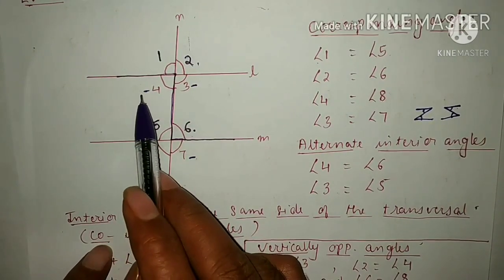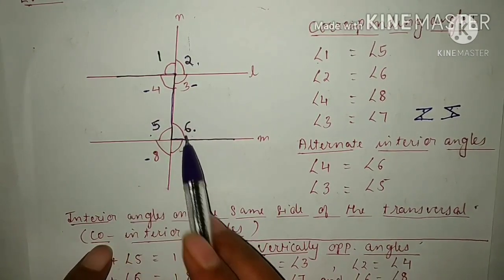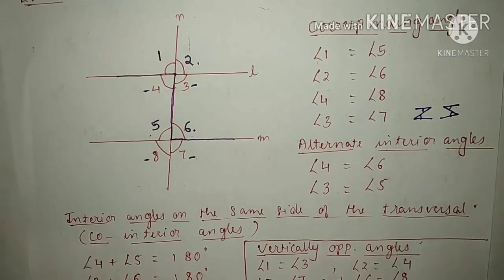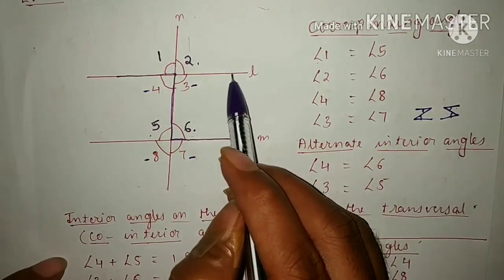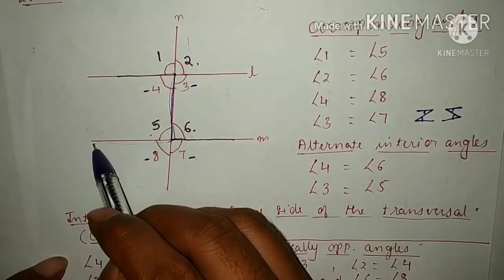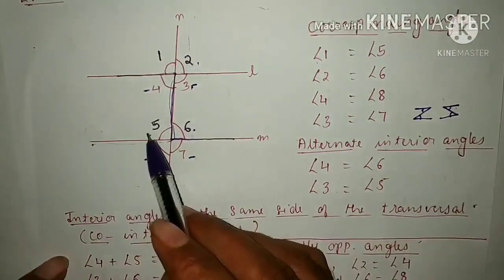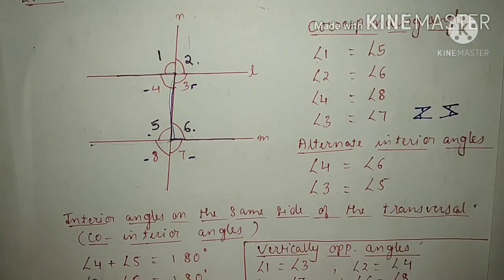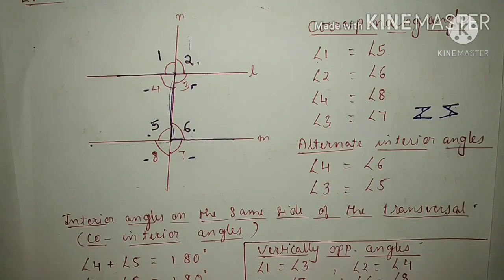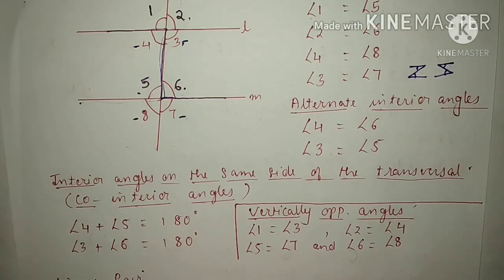So angle 4 will be equal to angle 6. Why? Because they are alternate interior angles. And one Z is formed here, this one. So angle 3 is equal to angle 5. So these two are the pairs of alternate interior angles. So angle 4 equals angle 6 and angle 3 equals angle 5.